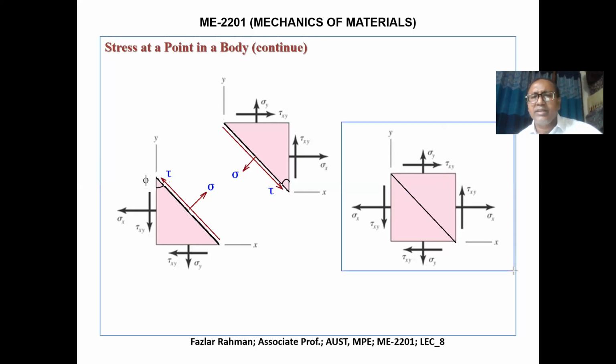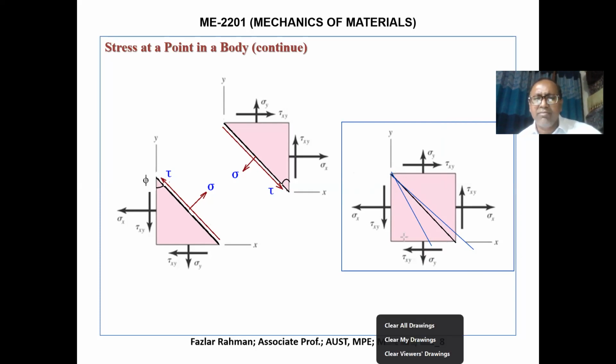This is a plane stress element, and we cut it diagonally. We can cut it with any angle. So if I pick a line, you can cut it with any position you can. Okay, then you can make the free body diagram. So we cut it diagonally, making it half.